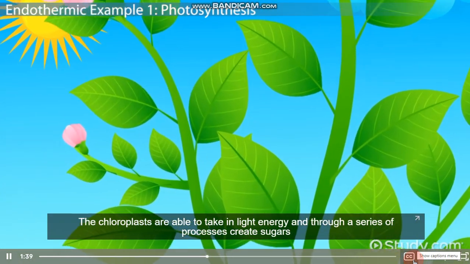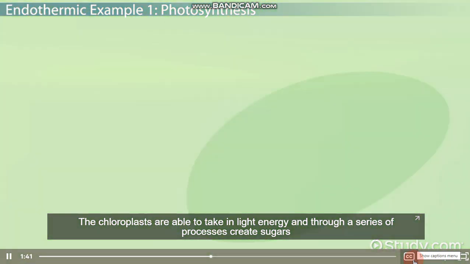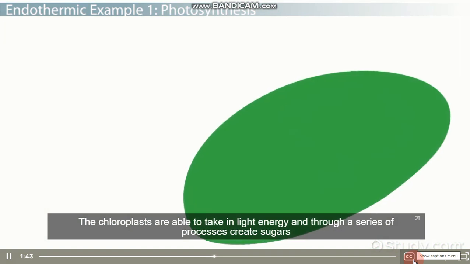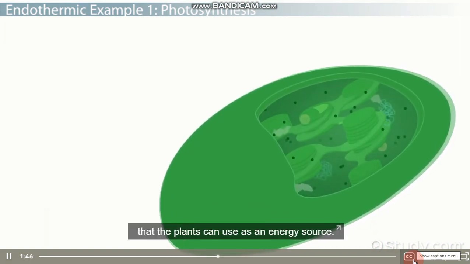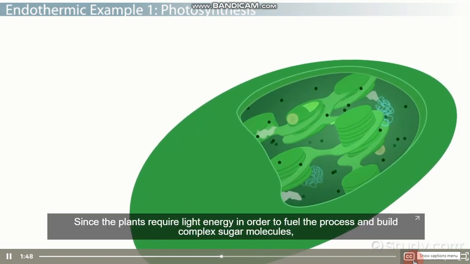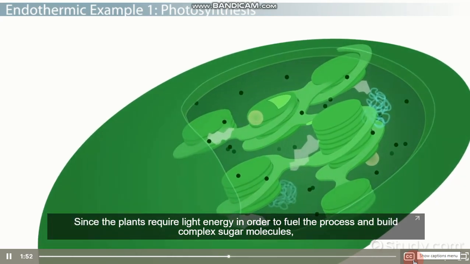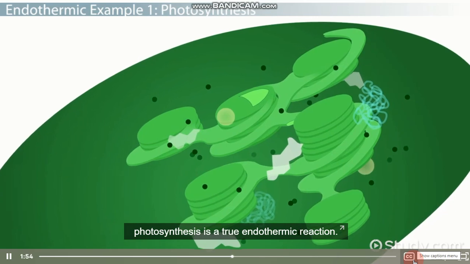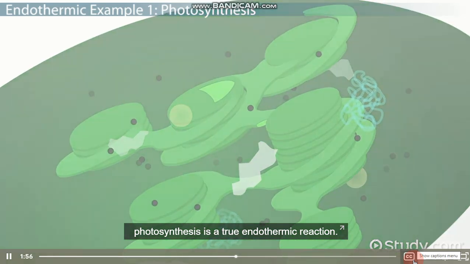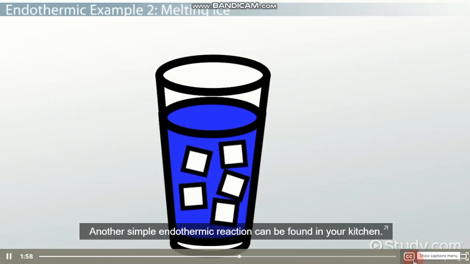The chloroplasts are able to take in light energy and, through a series of processes, create sugars that the plants can use as an energy source. Since the plants require light energy to fuel the process and build complex sugar molecules, photosynthesis is a true endothermic reaction. Another simple endothermic reaction can be found in your kitchen.